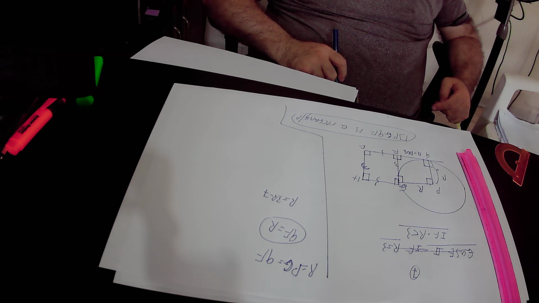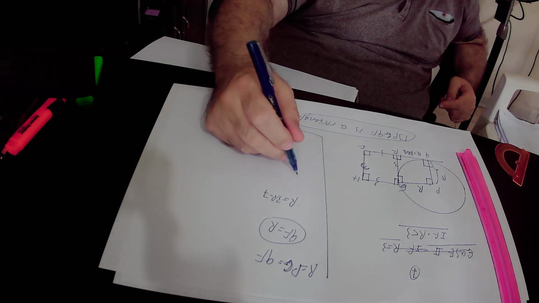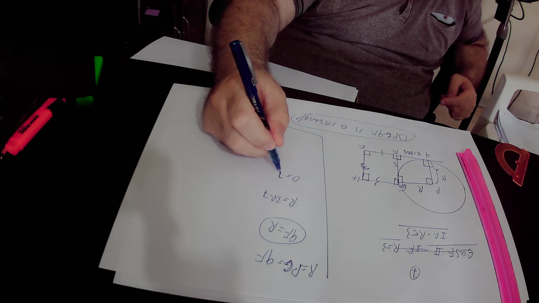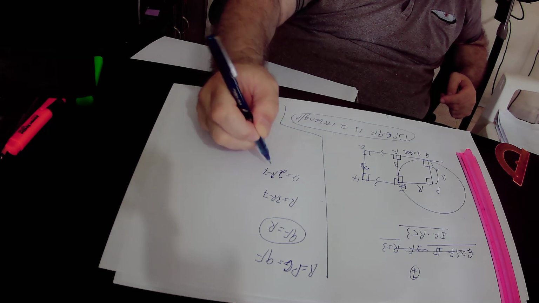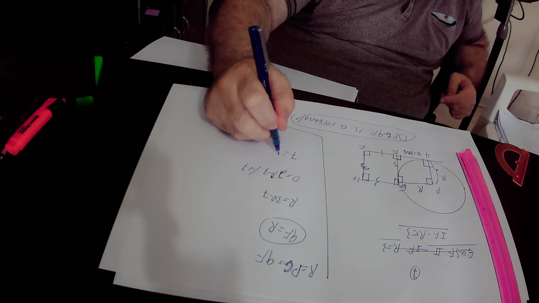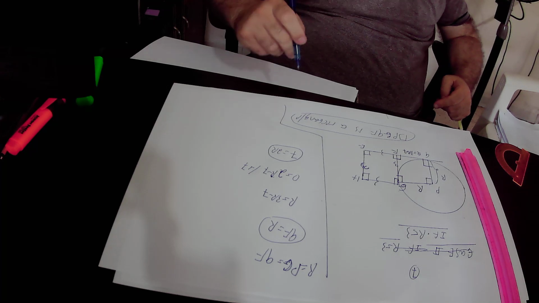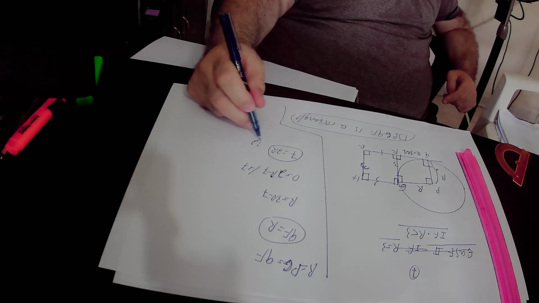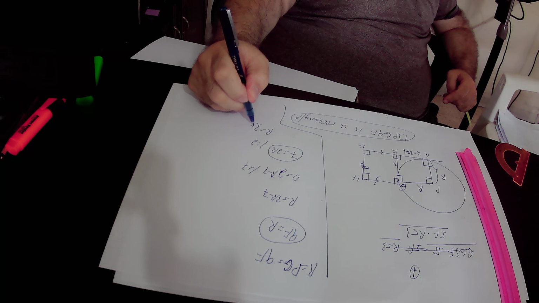Here we subtract R from this equation and we get 0 equals 3R minus R, which is 2R, minus 7. We add 7 to this equation and we get 7 equals 2R. We divide this equation by 2 and we get R equals 7 over 2, that is 3.5 units.